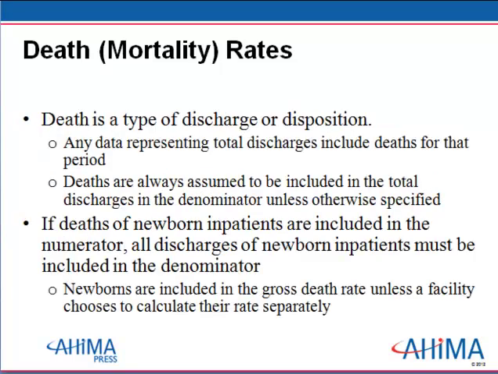Death is a type of discharge, or what we could call disposition. Any data representing total discharges include deaths for that period. Thus, deaths are always assumed to be included in total discharges in the denominator unless that formula states otherwise. If deaths of newborn inpatients are included in the numerator, all discharges of newborns have to then be included in the denominator.